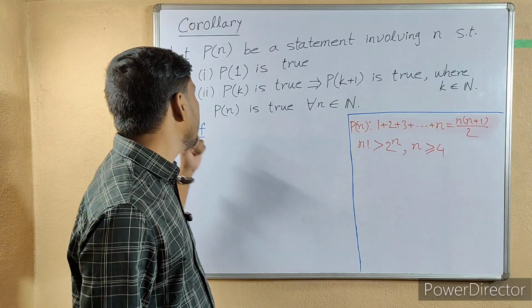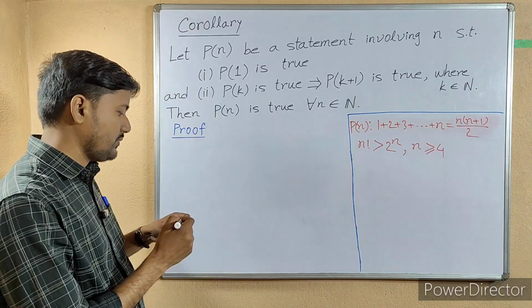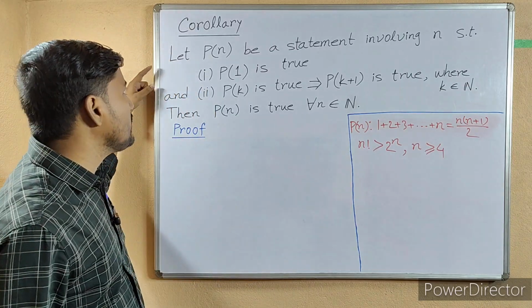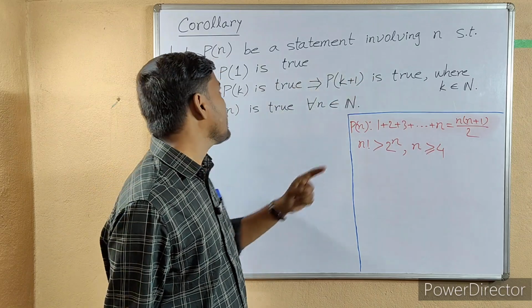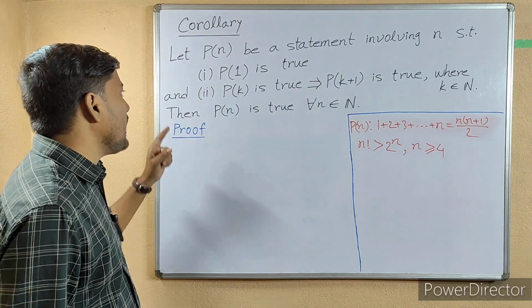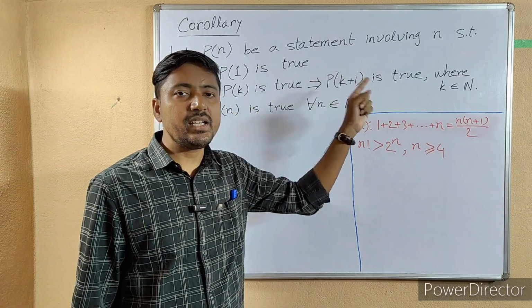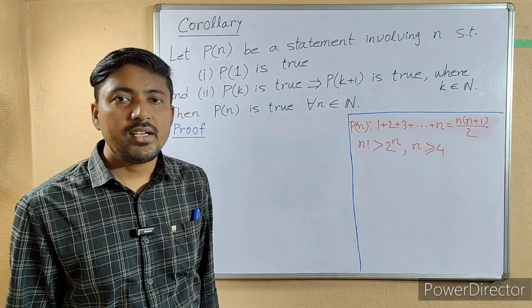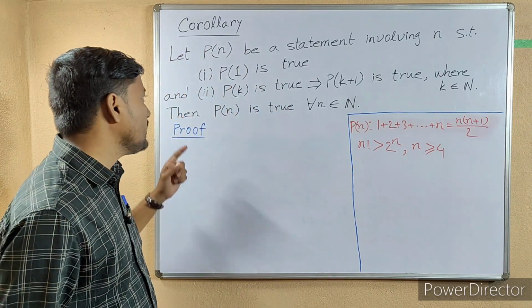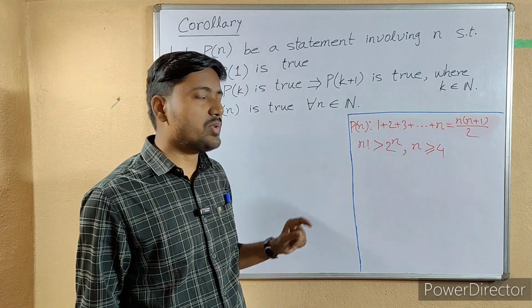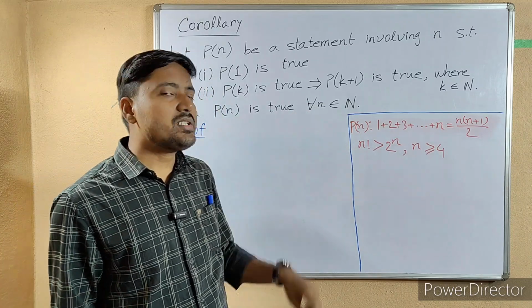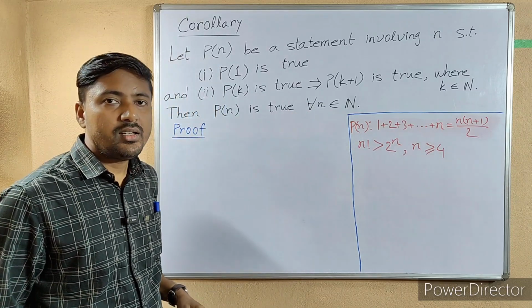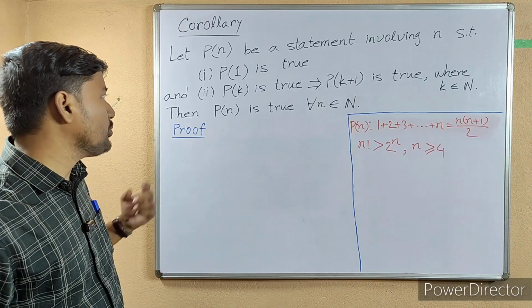Okay, now come back to the corollary. Let Pn be a statement involving n such that P1 is true and Pk is true implies Pk plus 1 is true, where k belongs to n. That is, k is a natural number. Then Pn is true for all n belongs to n. That is, for all natural numbers n.